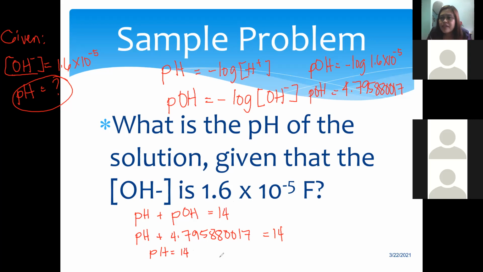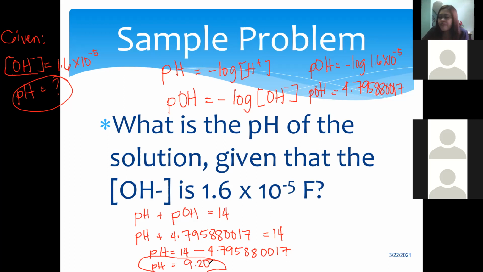And then, di ba, sa mathematics, this is very basic. If you transpose this, this will become negative. Ha? So, do not forget, magiging negative siya. So 14 minus 4.795880017 is, kung i-round off sa 2 decimal places, 9.20. So, you have now your pH. It's 9.20. Okay, ganyan siya class ha, mag-compute.